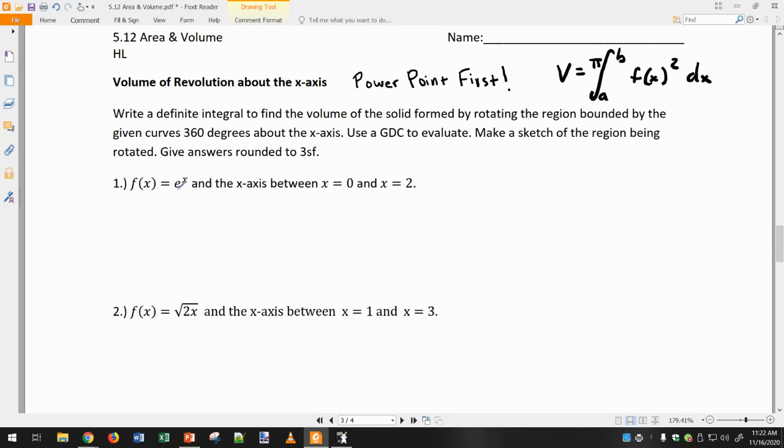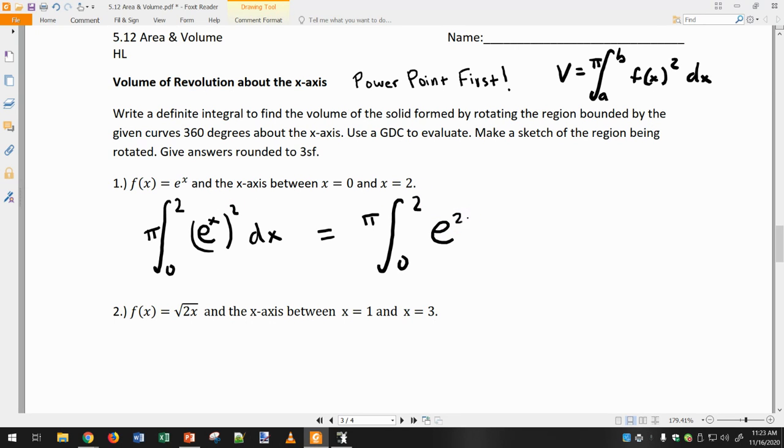So if our function is e to the x, then we don't really even have to sketch this once we know what we're doing. Between 0 and 2, it already tells us. We put the pi in the front, we square e to the x with respect to x. And now we could simplify this and just distribute the 2, so we get e to the 2x.